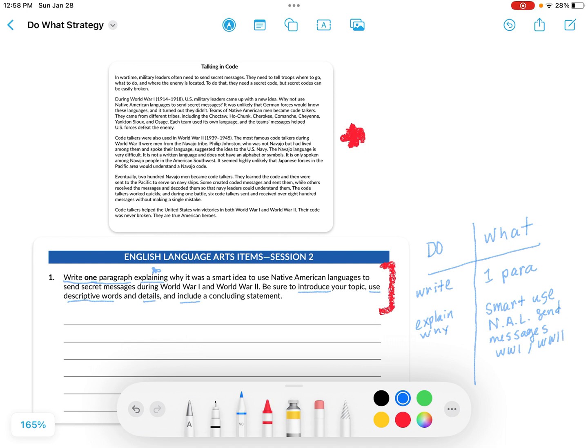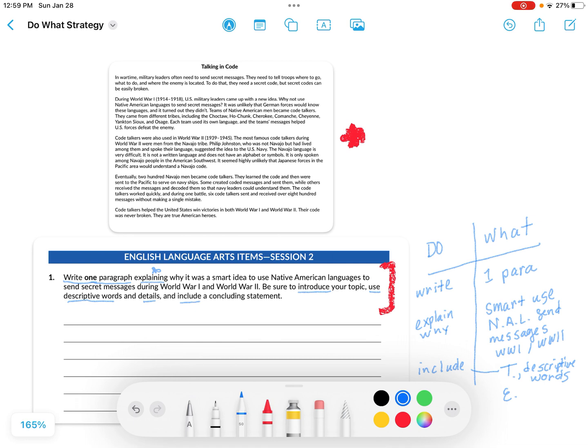Okay? And then they have to include a topic, use descriptive words and details, and include a concluding statement. So I could have, include a topic, descriptive words, and they have to have an ending or a concluding statement. So we could put, you have to have an ending.